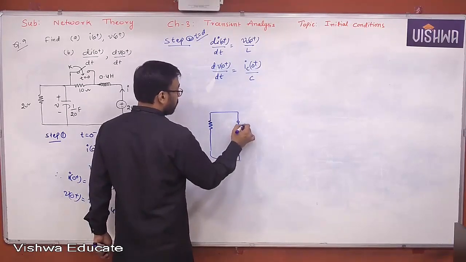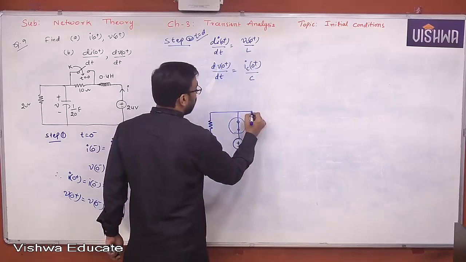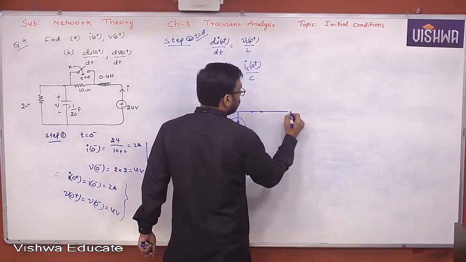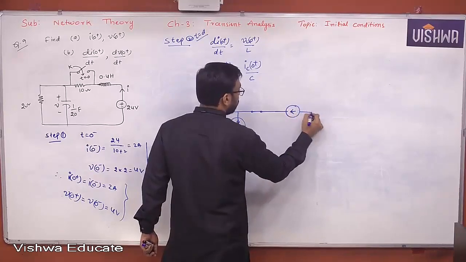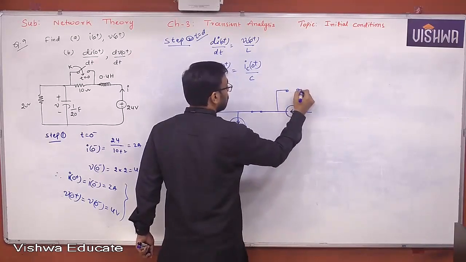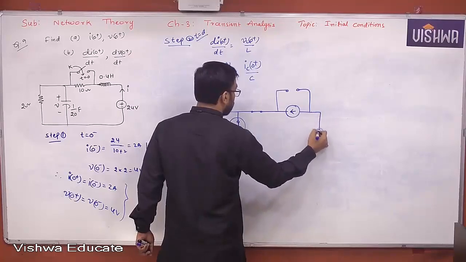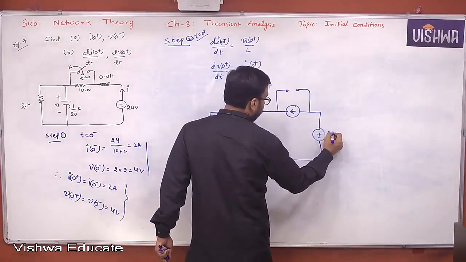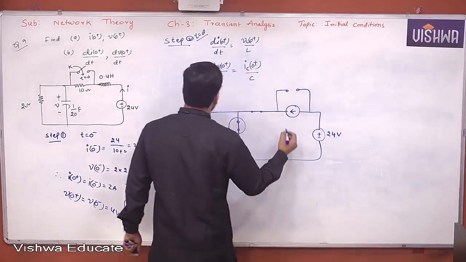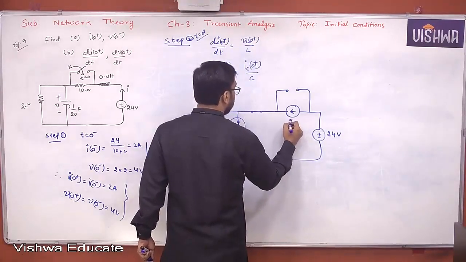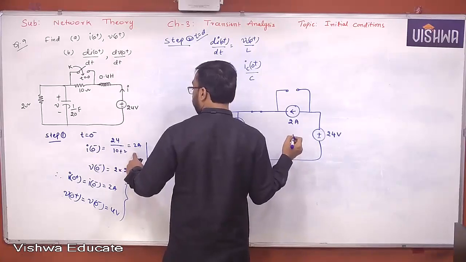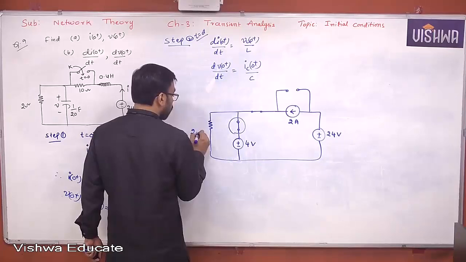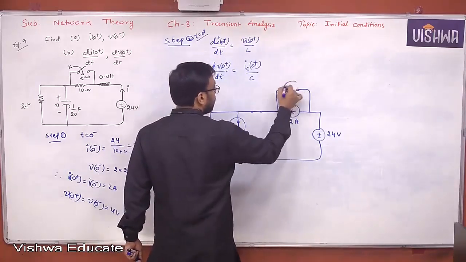This is the capacitor. This is gone, shorted. And now this is a current source with a parallel inductor model. And finally, you got the voltage source. I think all of you understand this. This is 24 volt and this is 2 ampere. Yes or no? You already got 2 ampere. And this is 4 volt and this is 2 ohm. And here is an inductor.